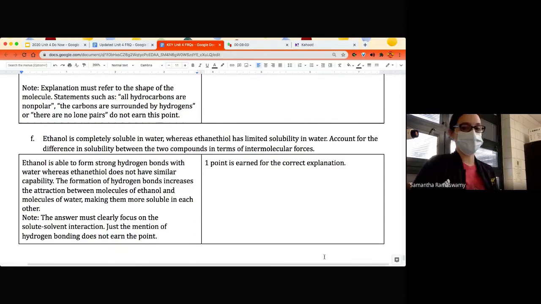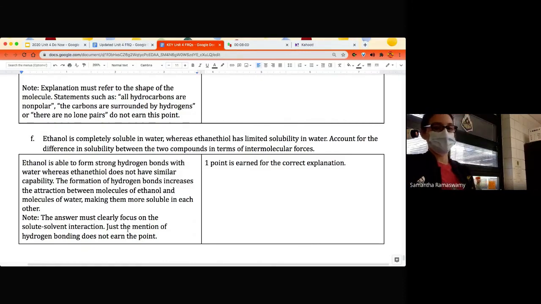And so since ethanol can form those strong hydrogen bonds, it's more likely to be soluble than ethane thiol. So notice here it says, note, the answer must clearly focus on the solute-solvent interaction. Just the mention of hydrogen bonding does not earn the point. So you have to talk about how ethanol can hydrogen bond with water. And that creates those strong forces.